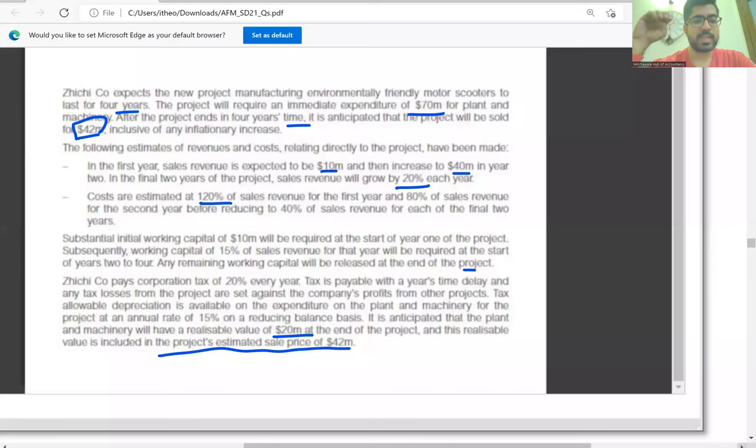Okay. Substantial initial working capital of 10 million will be required at the start of year one. Working capital of 15% of revenue will be required at the start of years two to four. Any remaining working capital will be released. Pays tax of 20% every year. Taxes payable with a year's delay. Tax losses are set off against profits. Tax allowable depreciation, capital allowances, are 15% reducing balance, and plant and machinery has a realizable value of 20 million. Okay. So I think all the information regarding NPV is given here.